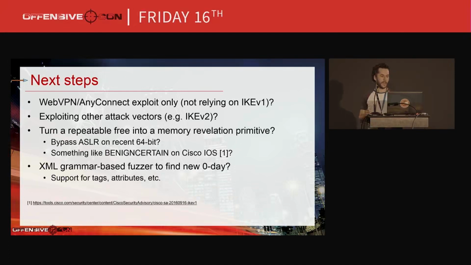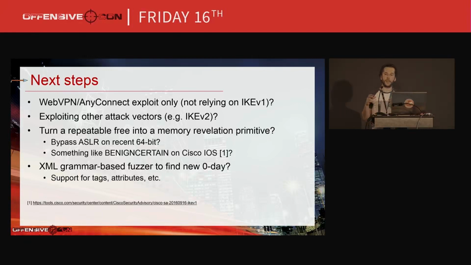Like I said, I used WebVPN for the actual bug, but I used IKEv1 for the feng shui. So it would be nice to see if it's possible to exploit it using WebVPN only. And now that Cisco said there are other attack vectors, having it working just on IKEv2 would maybe be good.